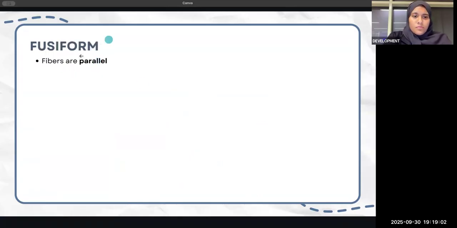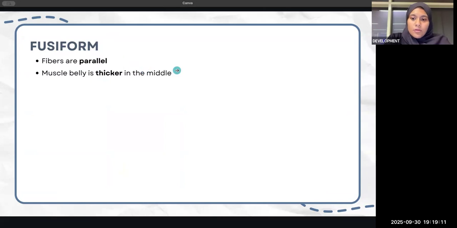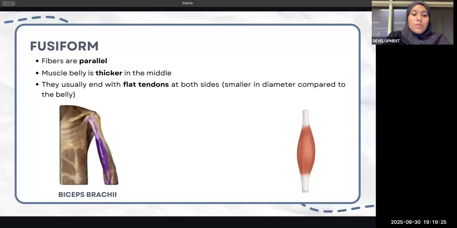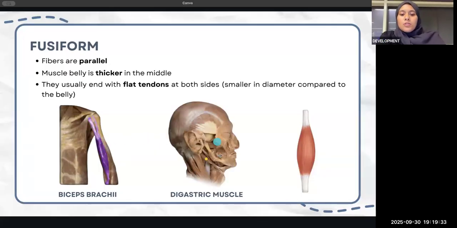Now, what about fusiform? In fusiform, the fibers are also parallel, but what differentiates fusiform from parallel is the fact that the muscle belly is thicker in the middle. What does that mean? So here's our muscle. The muscle belly, which is in the middle, is thicker than the actual tendon. So the tendon is smaller in diameter compared to the muscle belly. A really good example would be biceps brachii. As you can see, the tendon is very small compared to the actual muscle, and it looks kind of spindle-shaped. Also your digastric muscle, which is right next to your sternocleidomastoid, is a fusiform muscle.